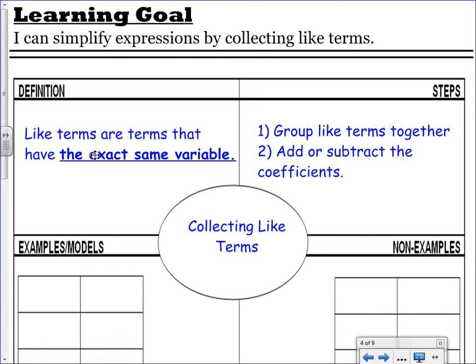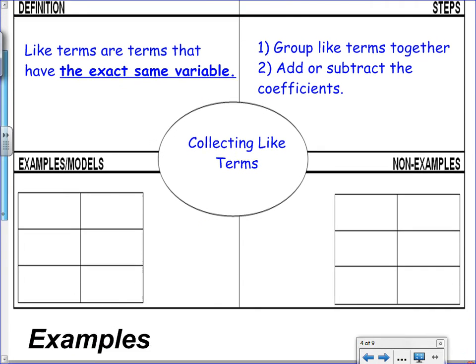Okay, once everyone's finished copying this down, I'm going to give you some examples, and I want you to put them under, so I have here examples, non-examples. I'm going to give you a pair, and I want you to put it under: is this an example of a like term, or is it a non-example? Does that make sense? Okay, let's try the first one, see how you do.